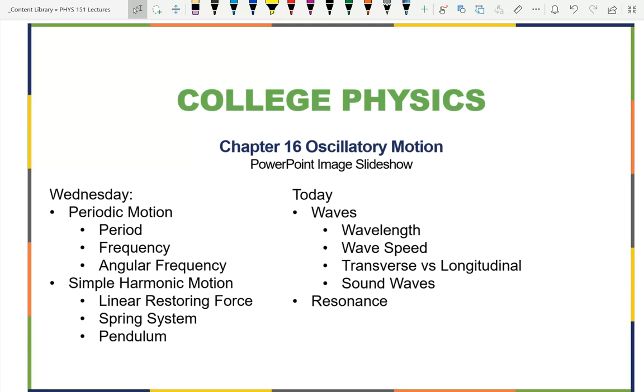Okay. In class on Wednesday, we studied periodic motion. We learned about period, frequency and angular frequency, and the requirement that a simple harmonic oscillator has a linear restoring force.